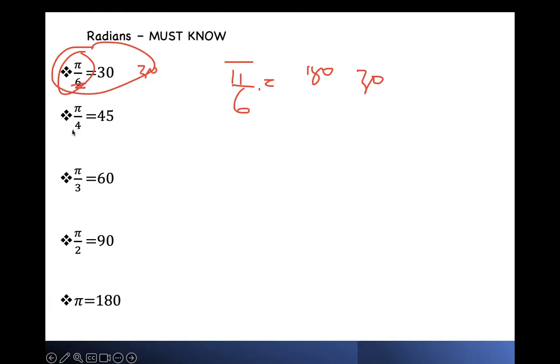Pi over 4, you just divide it into 180. You get 45. Same thing. 3 goes into 180 60 times, right? And then 2 into 180 is 90, and pi is 180. So this is why I was able to do the conversion quickly. I know and I recognize it.